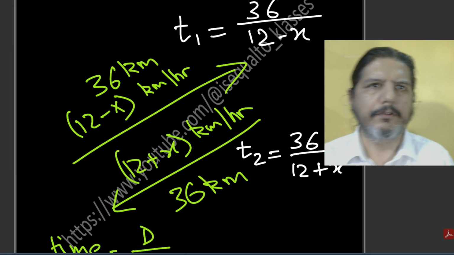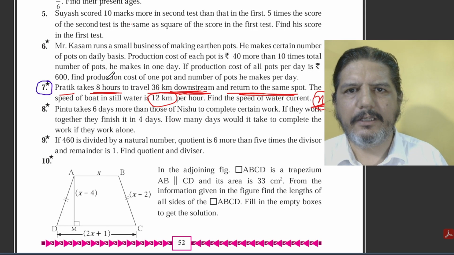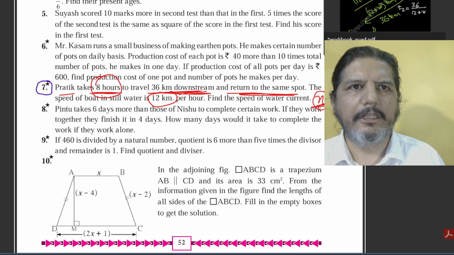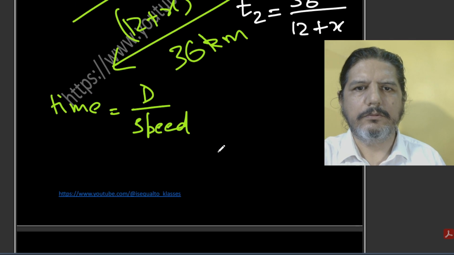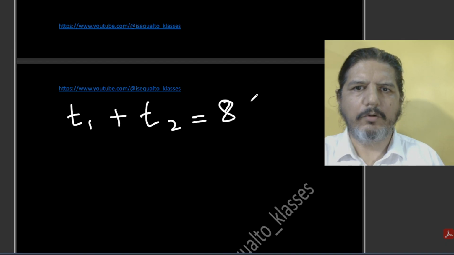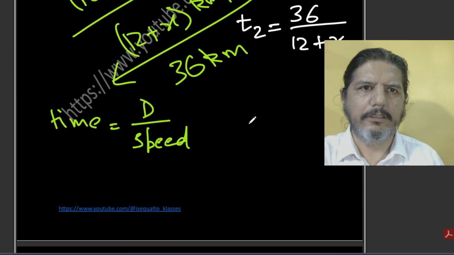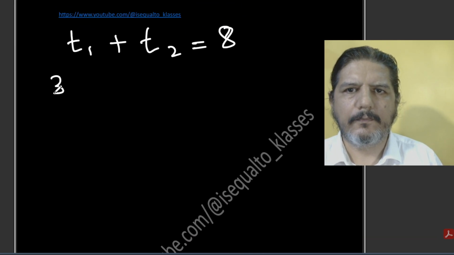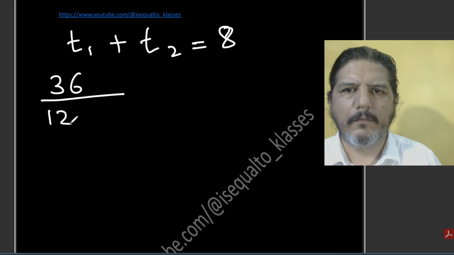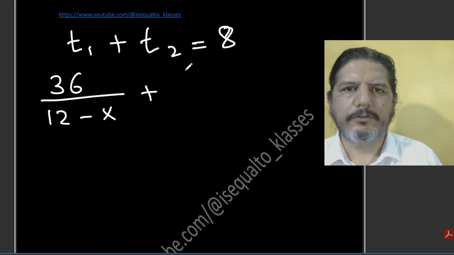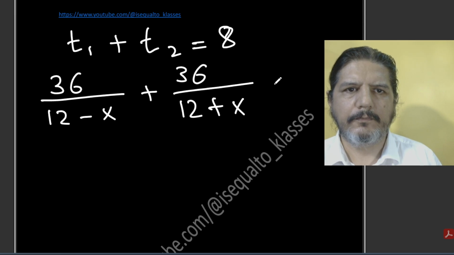And as per the question, the total time he takes is 8 hours. So T1 plus T2 is 8. And now all I need to do is put the value of T1 and T2. So 36 upon 12 minus x plus 36 upon 12 plus x is equal to 8.